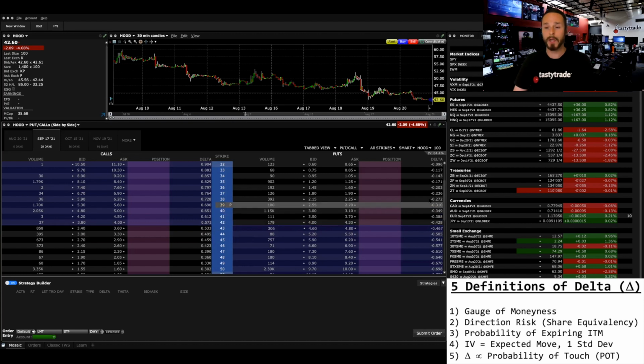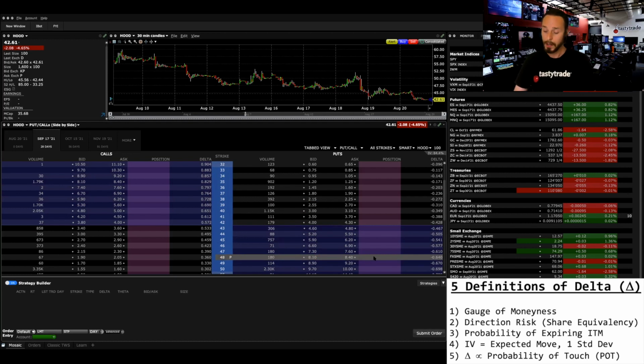When your delta goes lower, that would be out of the money. So these puts are out of the money because the delta is lower than 50. On the call side, deltas lower than 50 are out of the money calls. And then if we look at in the money calls, is delta above 50. So these are all in the money calls. And on the put side, these are all in the money puts.